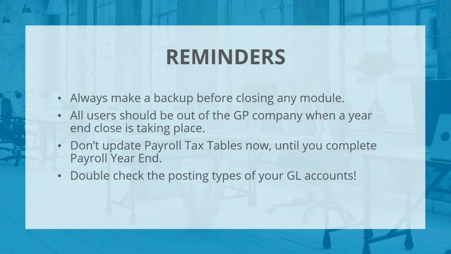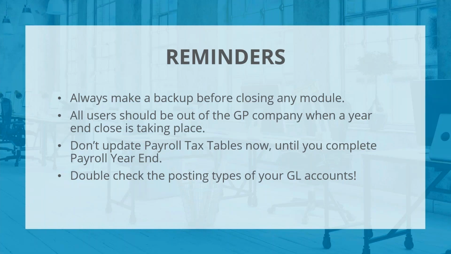And again, a reminder, always make sure you make backups before closing any module. Same as I noted before, if I'm going to close AP, AR, and GL all at once, I probably only need one backup before I close those three modules. If I'm going to close AP on Tuesday and AR on Wednesday and GL on Thursday, I want to do a backup before each of those closings, because if I need to roll back, I need to be able to roll back easily. All users should be out of the GP company when a year is being closed.